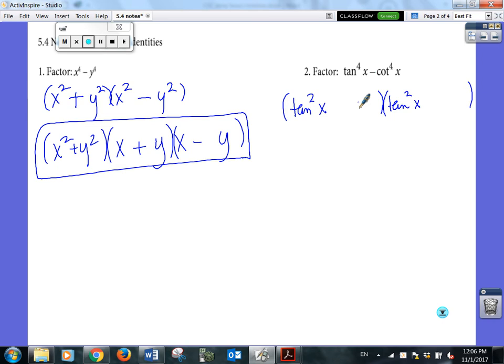And then the square root of cotangent to the fourth is cotangent squared x, cotangent squared x. One's plus, one's minus. That's factoring the difference of two squares. And just like the one with letters, we still have the difference of two squares.